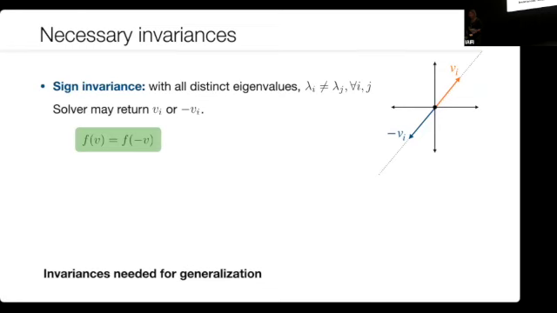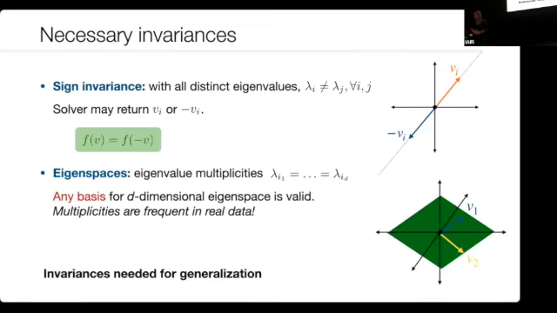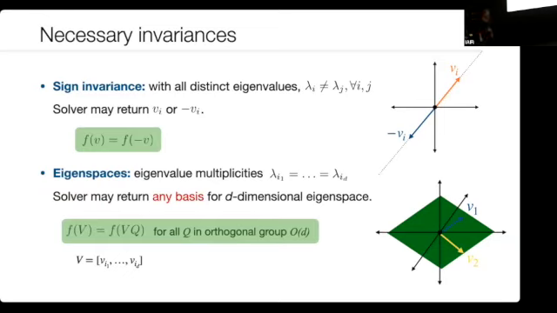All right. So the second invariance that we want is basically a generalization of the first one. Beyond sign flips, if you have multiplicities of eigenvalues, you have multiple eigenvectors corresponding to the same eigenvalue. So they span a subspace, an eigenspace, and any basis of that subspace is a valid set of eigenvectors. So we want our neural network to be invariant to change of basis. Basically, I'm multiplying my set of basis vectors by an orthogonal matrix, and I want the neural network to be invariant to that. So these are the two invariances that we want.